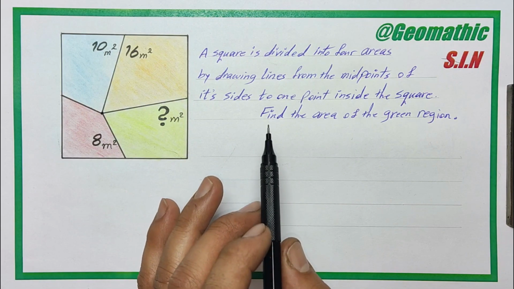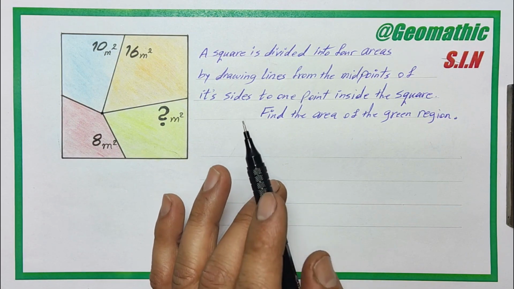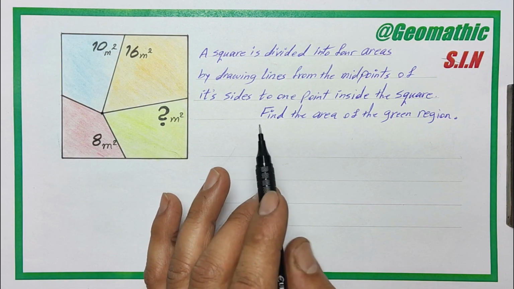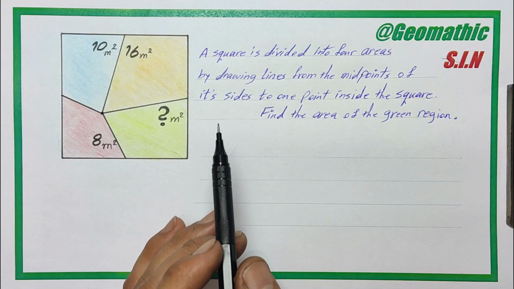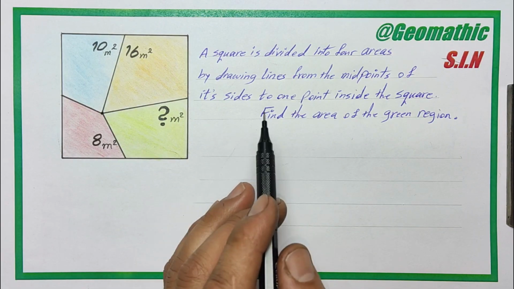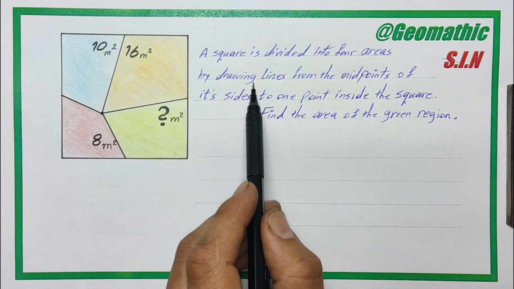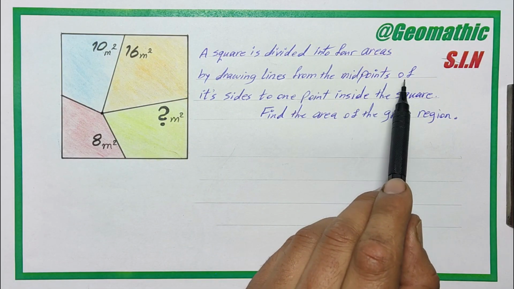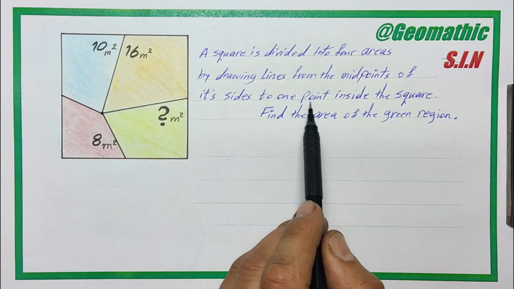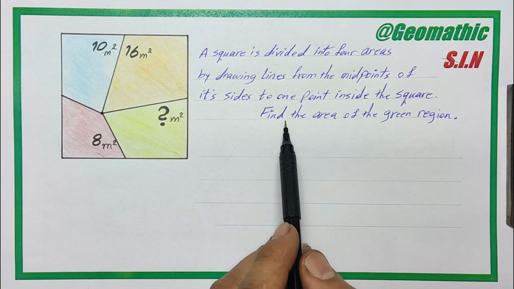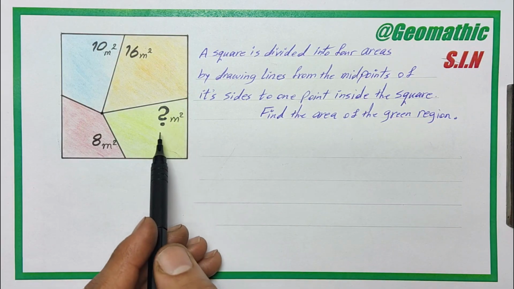This is one of those problems that is super useful in work and everyday life, and a smart way to solve it can really increase your creativity. A square is divided into 4 areas by drawing lines from the midpoints of its sides to one point inside the square. Find the area of the green region, which is here.